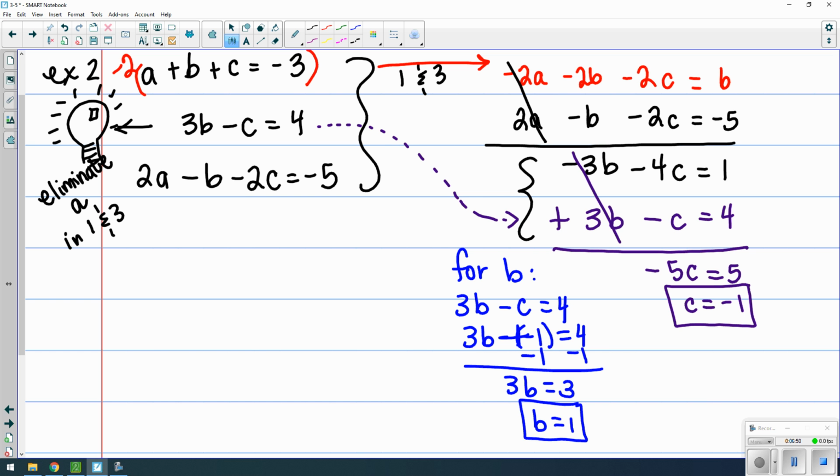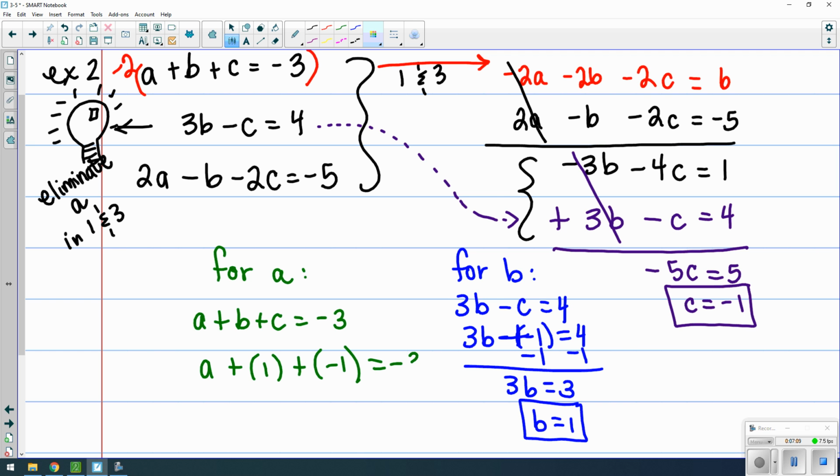So let's back it up again. Here we go. What could I do? You know what? I'm going to go with that first equation, one of my originals. That very first one was pretty straightforward. I don't know what a is, but I know that b is 1, and I know that c is -1. So what must a be? Well, these cancel. Check it out. a is equal to -3.